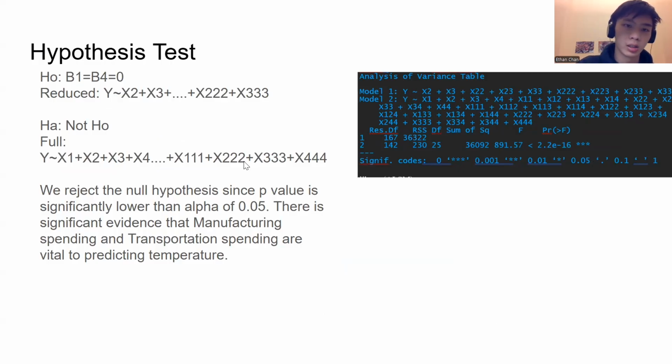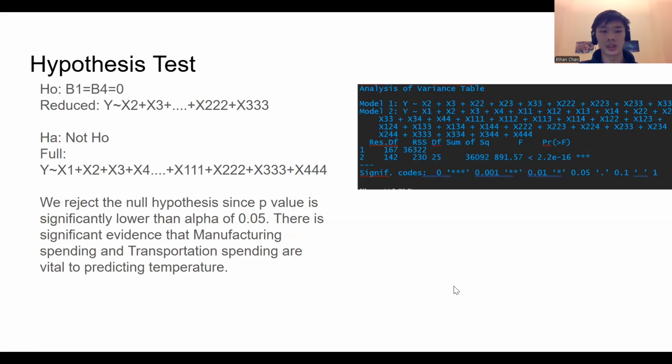The hypothesis test itself, we want to test if B1 equals B4 equals 0, which represent our manufacturing and transportation variables, respectively. Our reduced model does not include any x1 or x4 and their factors. Our full model is our alternative, and we reject this null hypothesis since our p-value is very low. There is significant evidence that manufacturing spending and transportation spending are vital to predicting the monthly average temperature from 2002 to 2016.